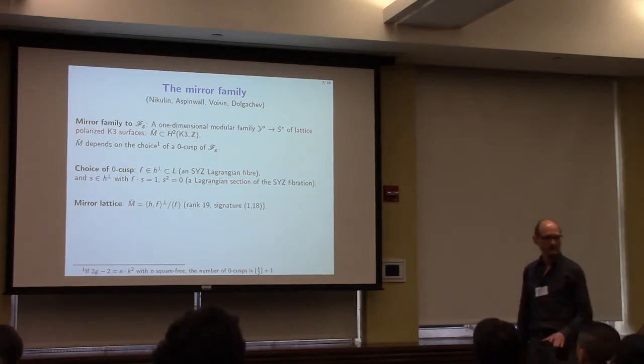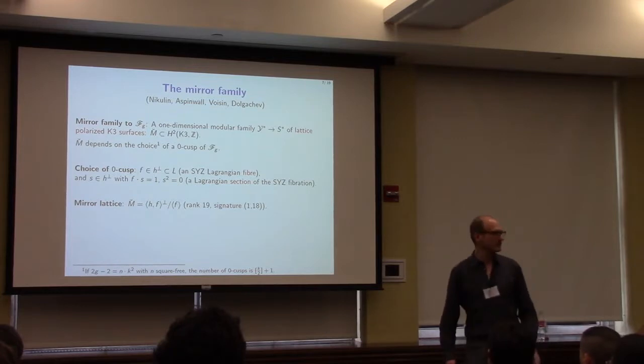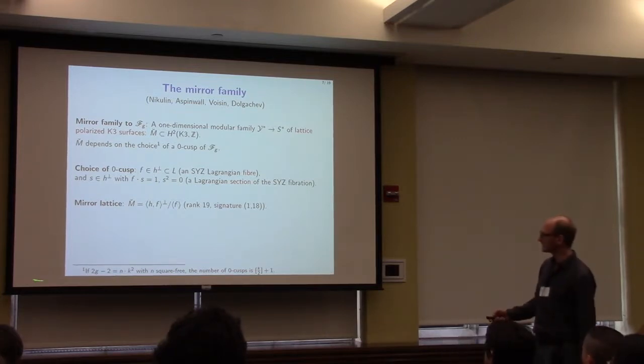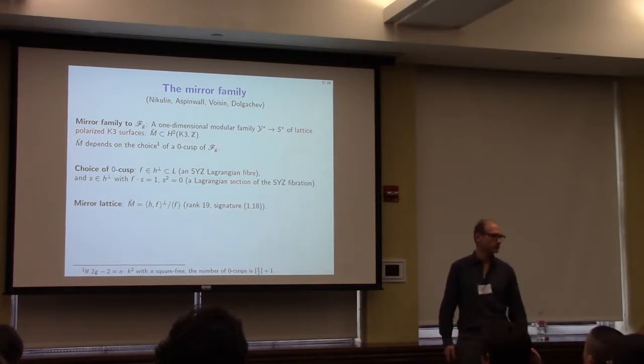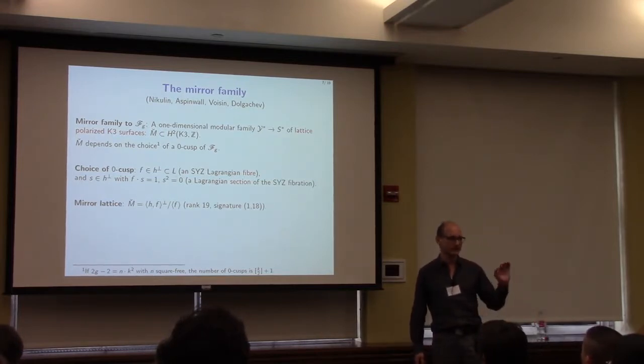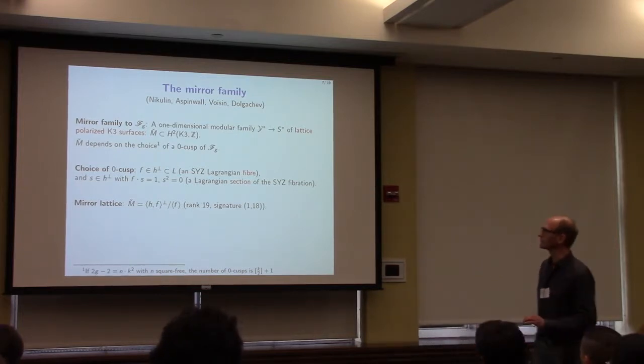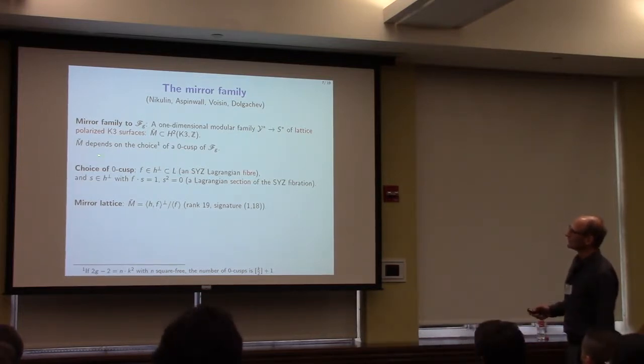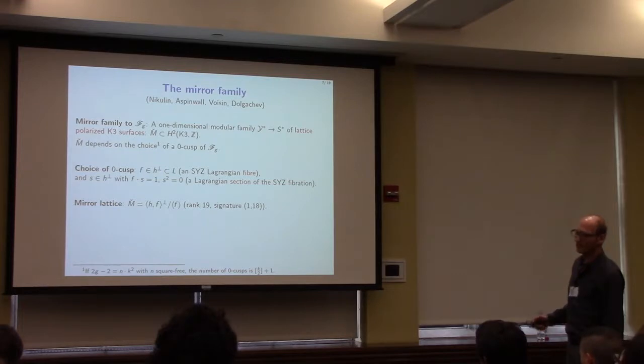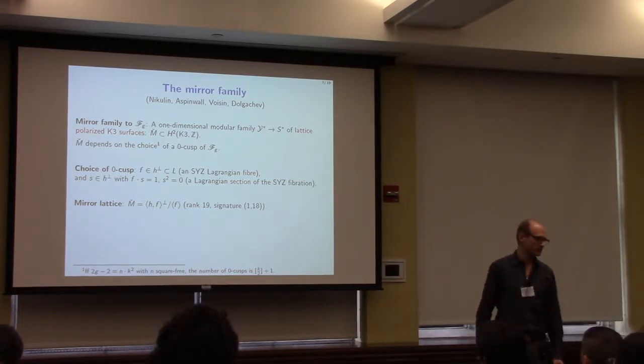So F_g can have several cusps. In many cases, there's only one. I gave here a little footnote, for whoever wants to know the details. So if 2g minus 2 is square free, there will be only one cusp. Other than that, there are several cusps. Let's ignore it, it's not so important. But what is interesting is this choice of zero cusp, that will also give you the M check, has a very nice interpretation in the SYZ picture.